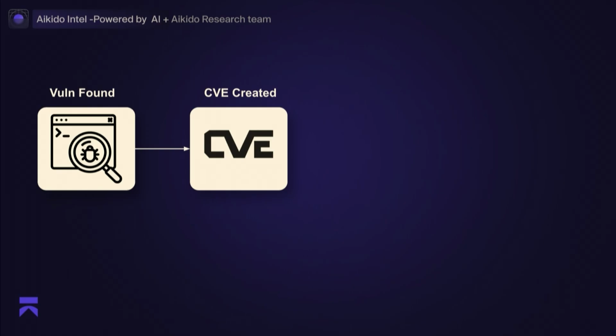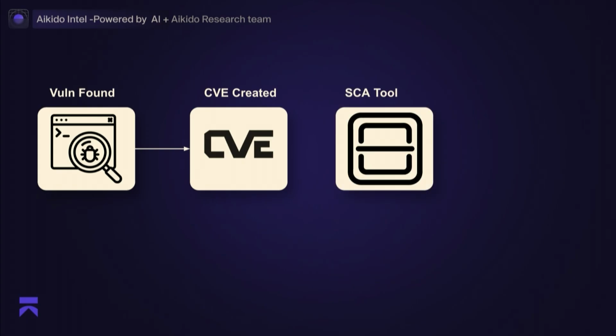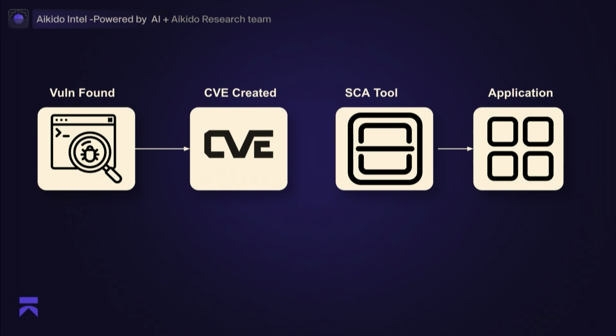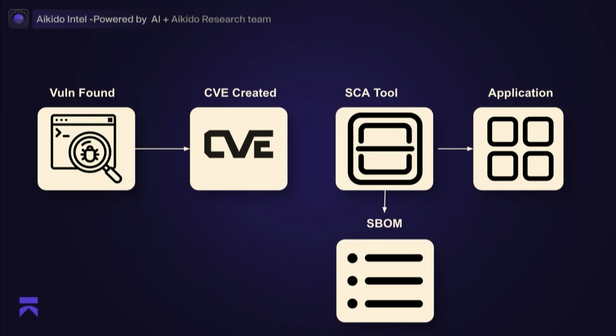This CVE then gets picked up by SCA tools. So this is software composition analysis tools. What these tools do is they go through your application. They look at all of the packages that are being used, and they create a software bill of materials. This is just a list of all of the packages that get included by your application. And it's a transitive list, right? So it's all of the packages that you use, but also the packages that are used by those packages and so on. So it's a complete bill of materials for your project.